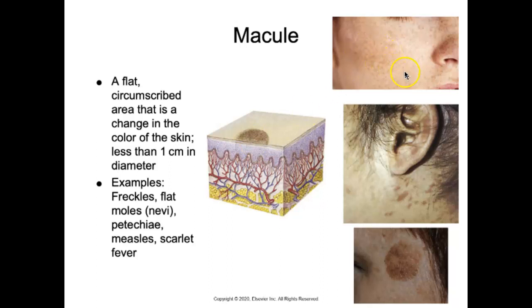So examples of this, what we see are freckles, a flat mole, which we call a nevus. So you can kind of see that pictured over here. Petechiae is a good example, the measles, or if someone suffers from scarlet fever.